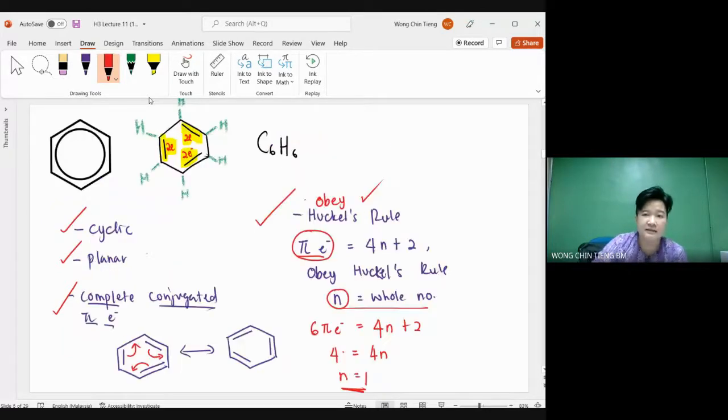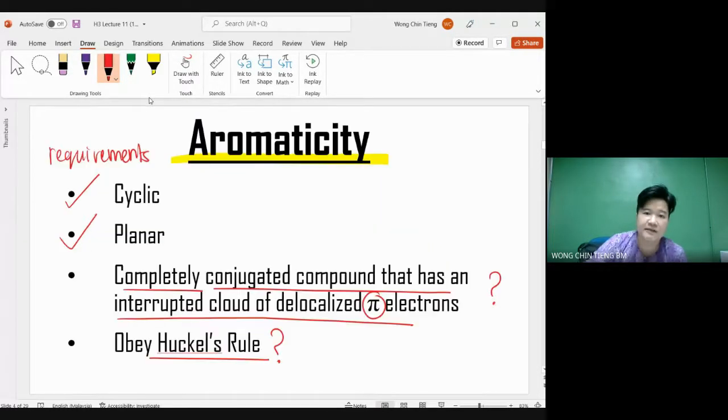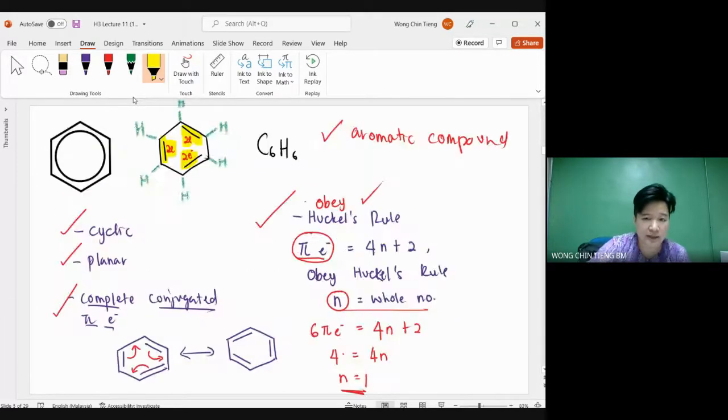Tapi tadi, this guy is an aromatic compound. Your benzene is an aromatic compound. Kenapa dia aromatic compound? Sebab dia memenuhi semua syarat. So when I say aromaticity, I have 4 requirements, you need to fulfill all 4 requirements. Bukan salah satu atau salah 2 atau salah mana-mana. Tak. Bila kita kata aromaticity, dia kena fulfill semua requirement kat sini. Okay. So that is how we check the aromaticity and that is how we check the Huckel's rule.